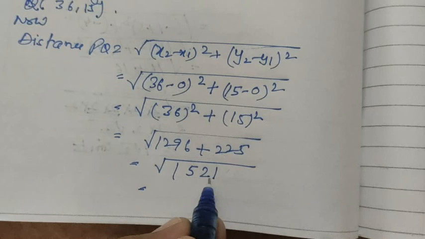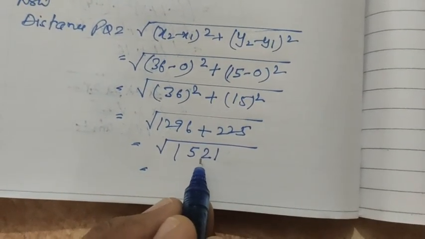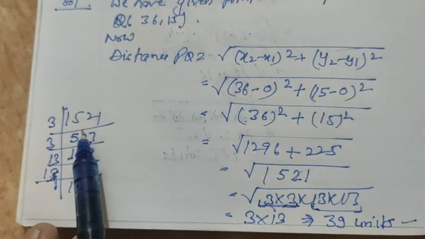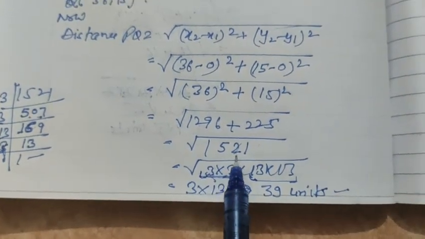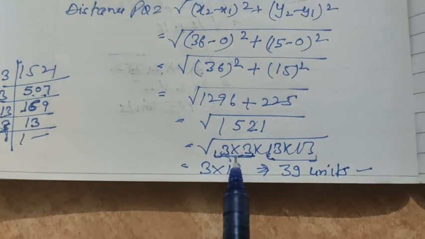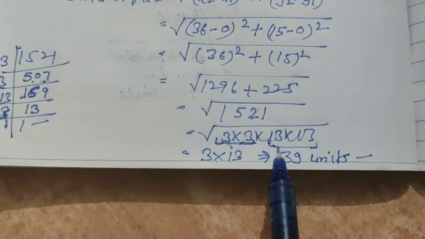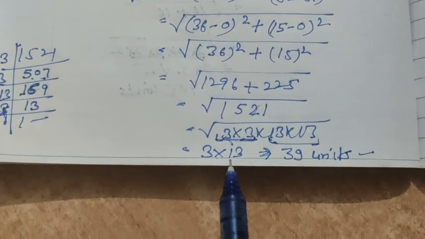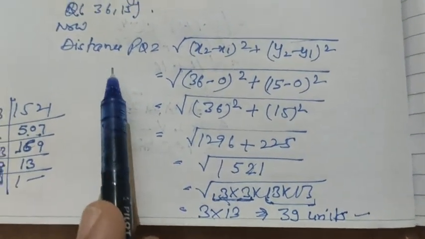So 1296 plus 225 becomes 1521. Now we have to do the prime factorization of 1521. The prime factors of 1521 are 3, 3, 13 and 13. So we can write 1521 as 3 into 3 into 13 into 13. From the first pair 3, 3 we can take 3 out from the square root sign. Similarly, from the second pair 13, 13 we can take 13 out from the square root sign. So this becomes 3 into 13, that is 39 units. So this is the distance between PQ.